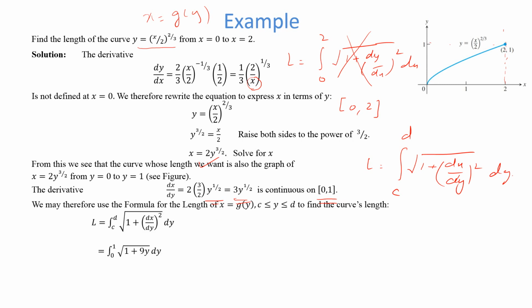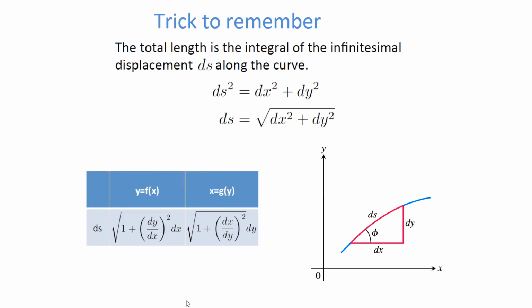And now let's plug in the values, and after calculations we have the arc length 2.27. So the trick to remember: the total length is the integral of the infinitesimal displacement ds along the curve. ds squared in general is equal to dx squared plus dy squared. So we can find the displacement ds by using this result.